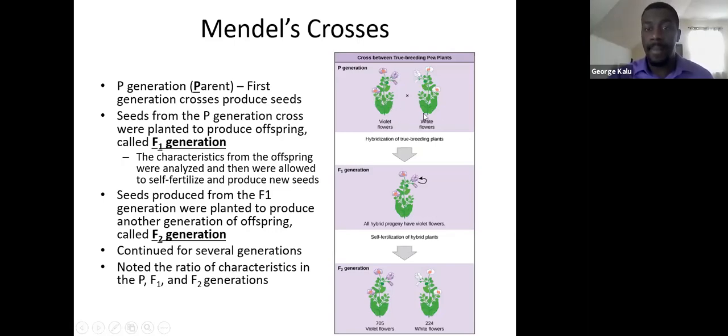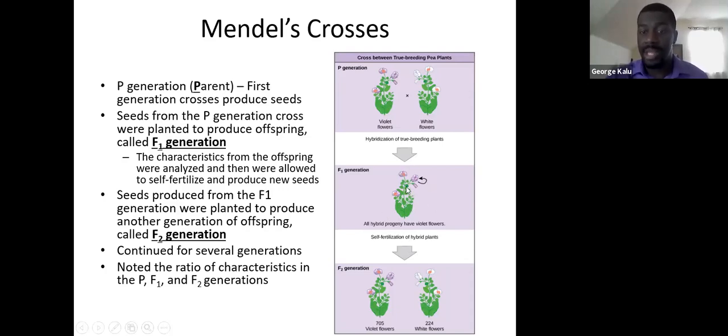Now, when they mated with one another, they would produce some seeds. Those seeds would be planted, and the plants that sprouted from those seeds would end up becoming the plants in the F1 generation, or the filial generation. So the F1 generation would result from the two parents. Then at this point, he would analyze the results that he saw in the F1 generation, and then he would allow the F1 plants to self-fertilize.